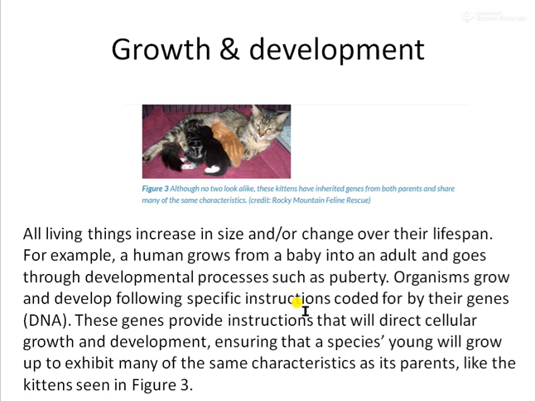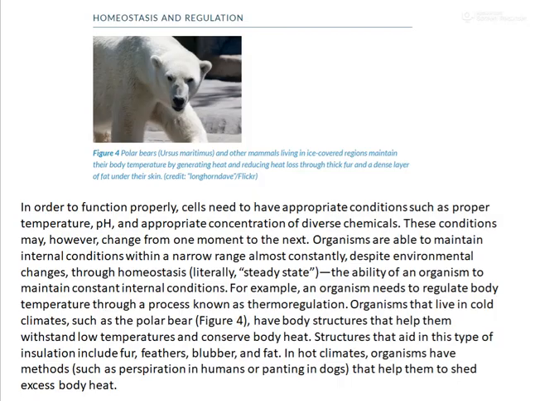Development means that at each and every stage of its growth, every organism will undergo certain changes. For example, when it reaches puberty, certain adult-like features will start appearing in the organism. So that is growth and development. That is all a specialty of a living organism.